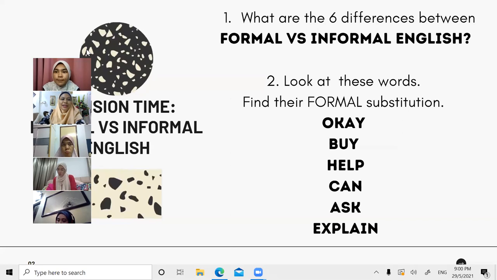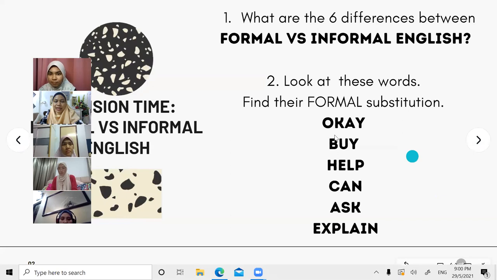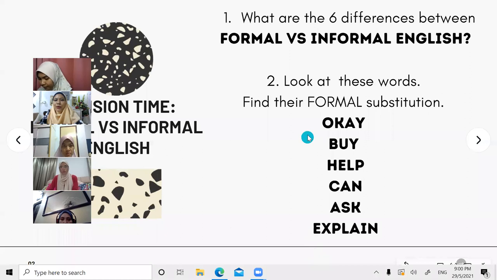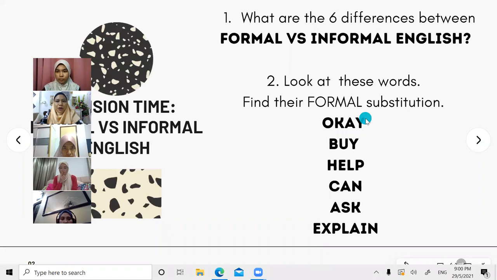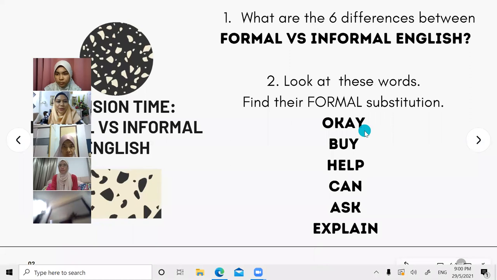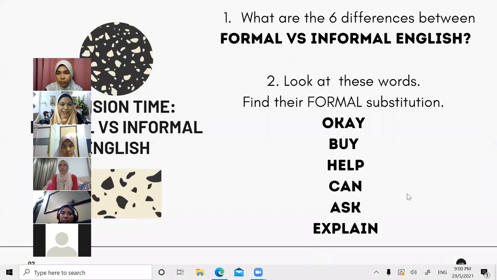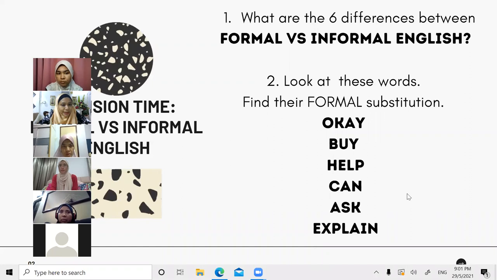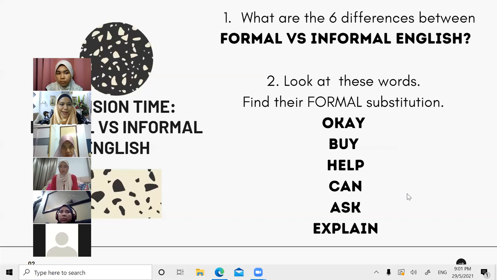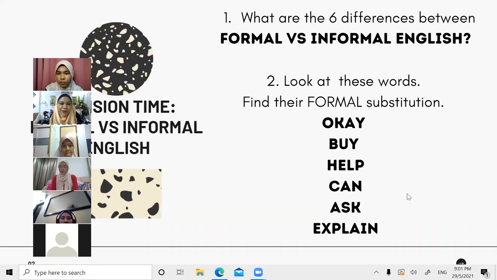Okay, right. So those are six differences. Let's very quickly look at these words. These are all in informal English. How would you change them into something more formal? You can use the formal substitution of vocab we've looked at last week, or just any other words that would make them sound more formal. The first one, okay. Okay is informal. What's the formal version? Better. Acceptable. It's more formal when you want to agree with something.